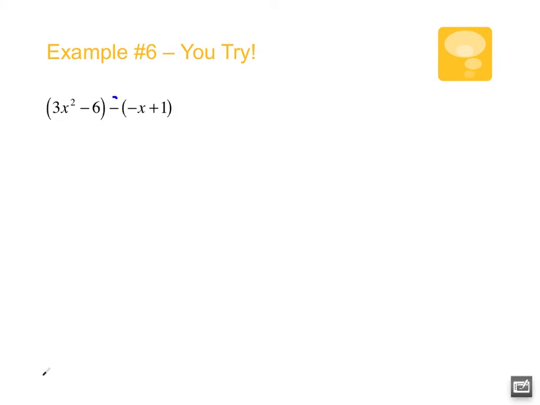First thing I would do is distribute this negative. So I'm going to rewrite the first set of parentheses. Negative negative x becomes positive x. The one that most people forget is to multiply negative by 1, which becomes negative 1.